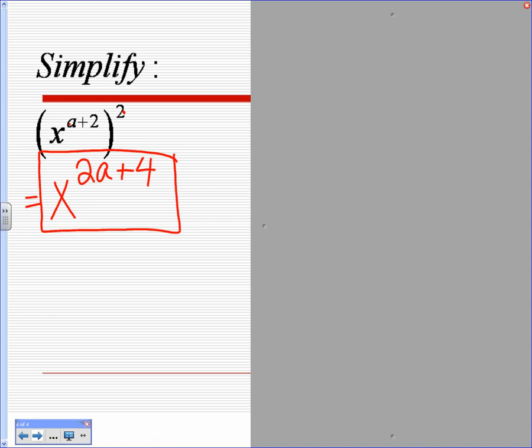If you wanted to write it like this, x to the a plus 2 times x to the a plus 2, now what are you doing with your exponents? Adding them. What is a plus a? What is 2 plus 2? So do you get the same thing? But sometimes this number will be like a 5 or a 6, and you don't want to have to add them over and over again. So you can do it this way, it just might take longer on some of them. Any questions on that problem? Okay.